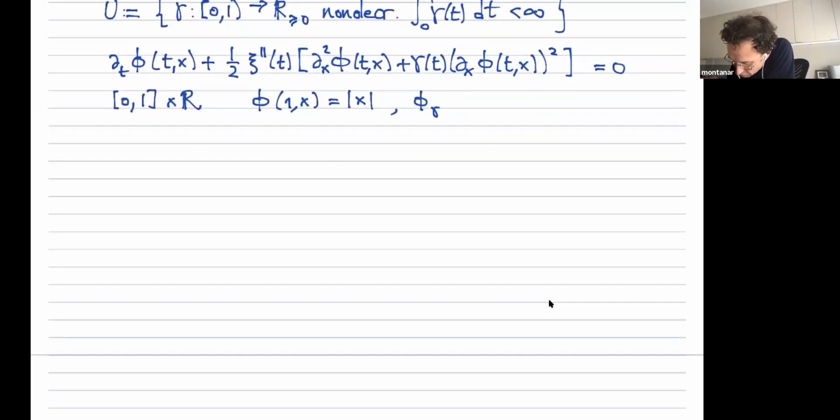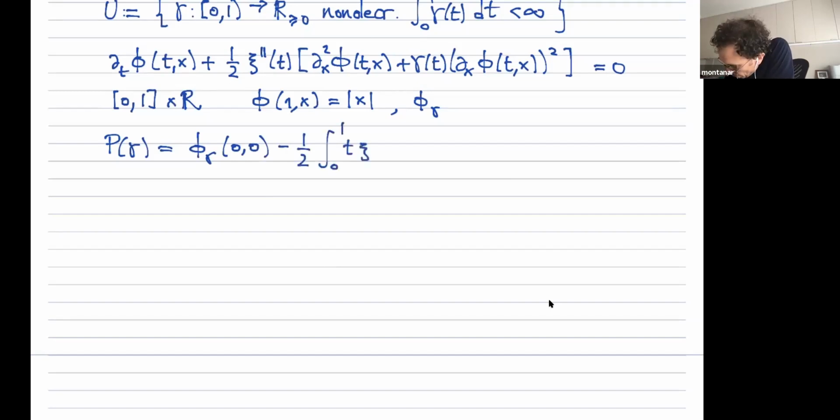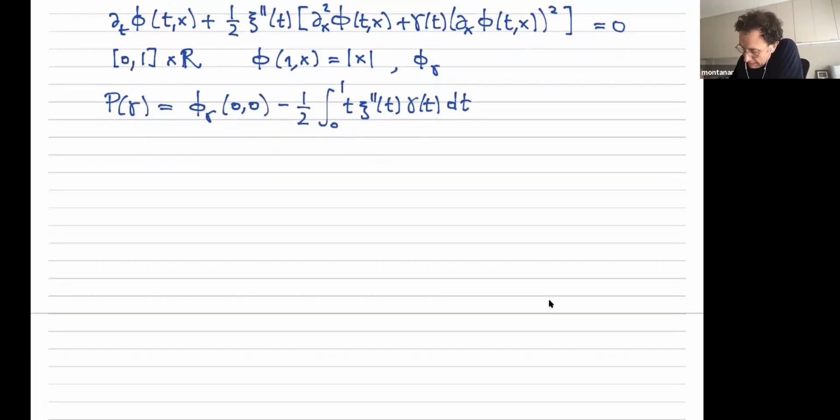And then using this, you construct the following functional of gamma that I call P of gamma, which is the value of this function at 0, 0 minus the integral of this linear function of gamma. So this is a formula. You have to prove that this PDE is well defined, etc., but it's well posed. But what is Xi?